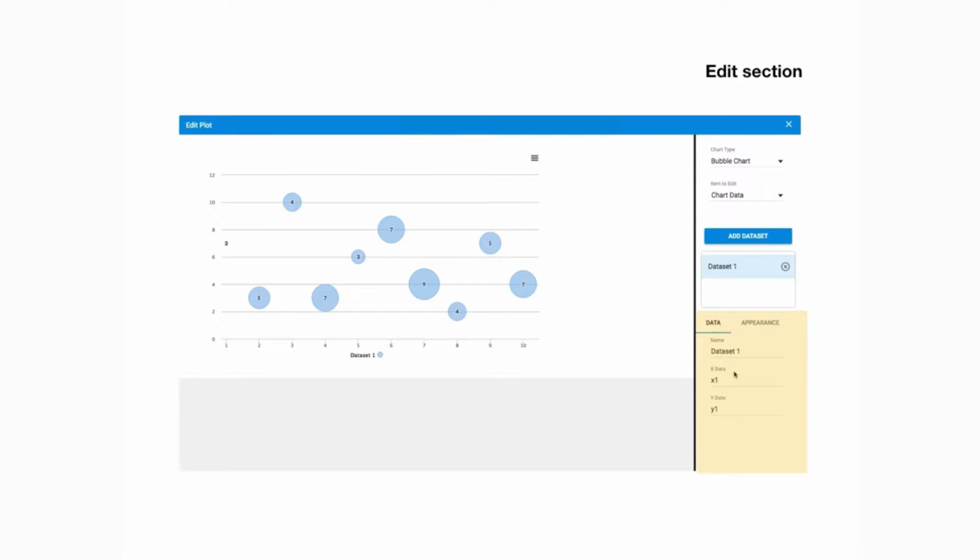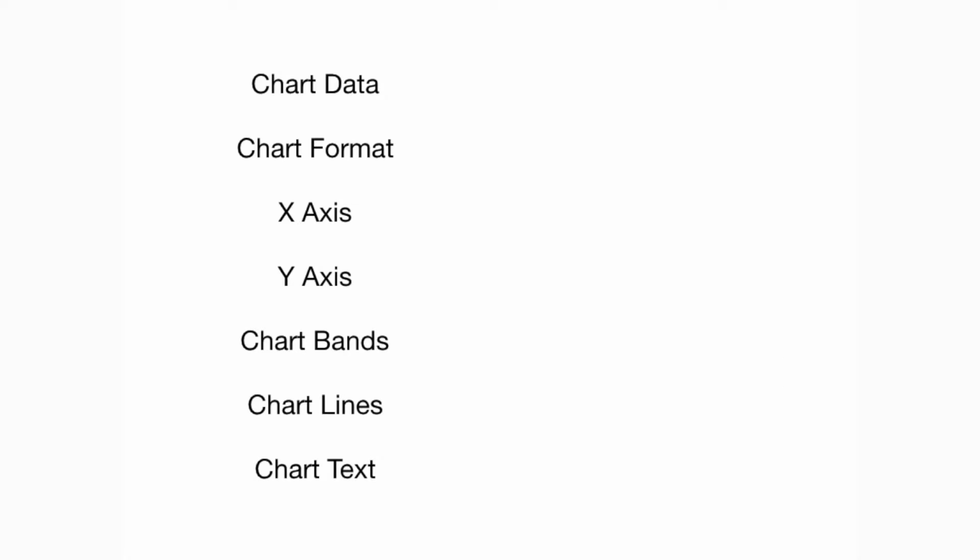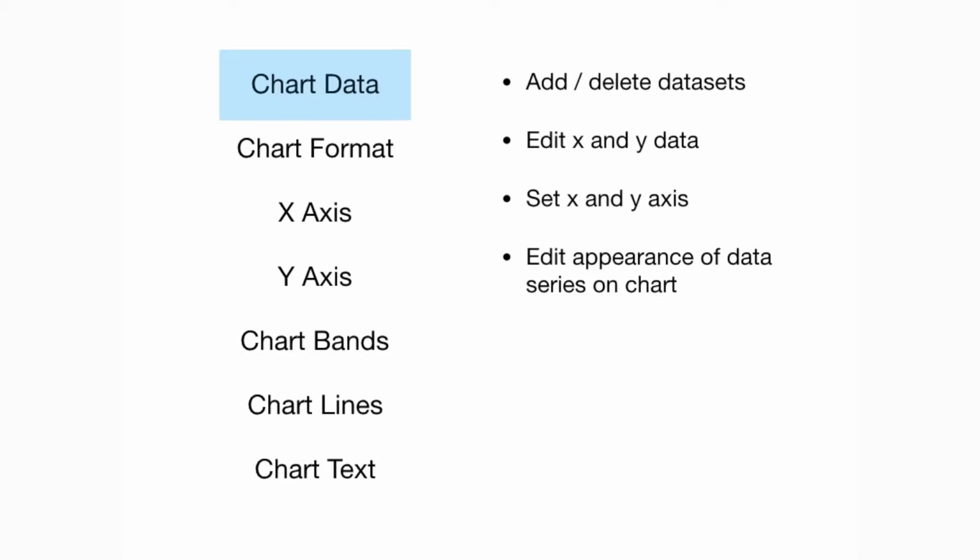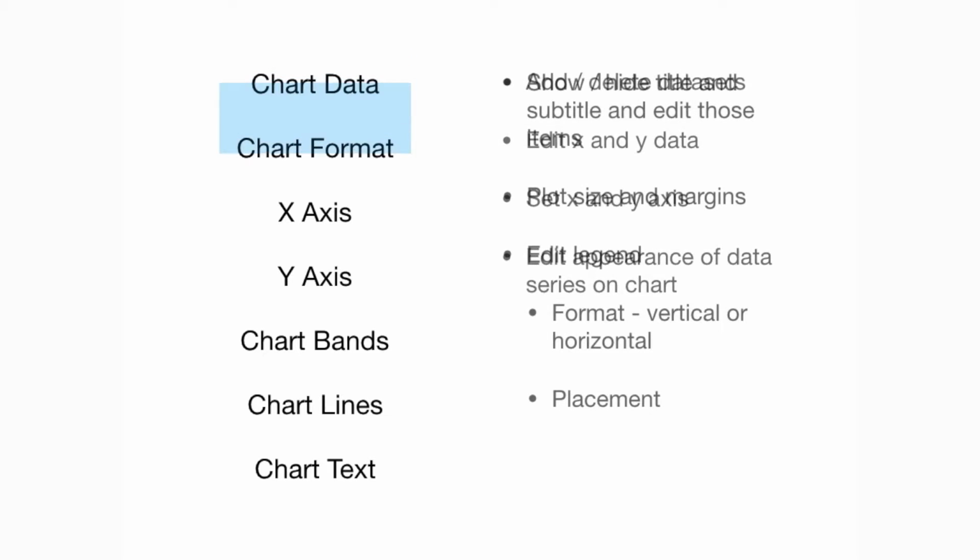And once you've selected an instance of an item, the area at the bottom will be populated with its details, and you can edit those within this section. You can see how all these work here in just a second. But first, let's look at all the items you can select from to edit. For the data, you can add and delete data sets, select X, Y, and Z data, set the axes, and change the appearance of the data.